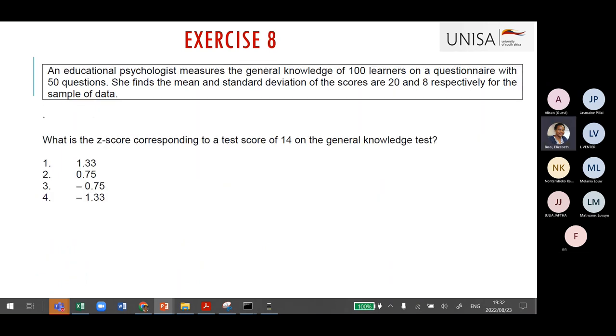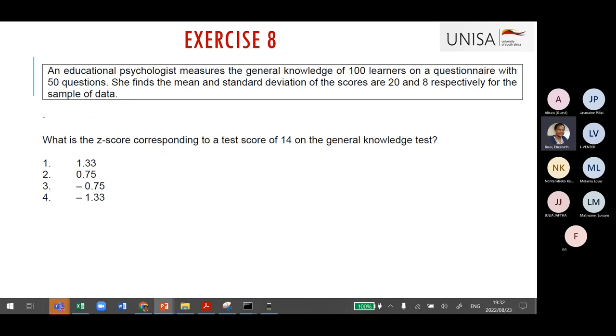So you just need to make sure that you calculate that correctly. The next question also asked you to calculate the z-score. They've given you the information at the top. What is going to confuse you with this is the following. At the top, they gave you a whole lot of other numbers. Like they say, there are 100 kids or 100 learners. The questionnaire has 50 questions. That has nothing to do with what you are asked to do.